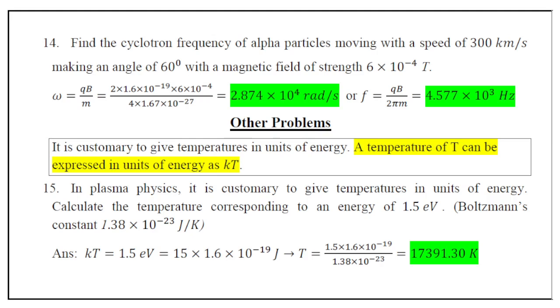So that is equal to 1.5 into 1.6 into 10 raised to minus 19 joule. Then T is equal to kT, converted into joule, divided by Boltzmann's constant. We will get it as 17,391.3 kelvin.